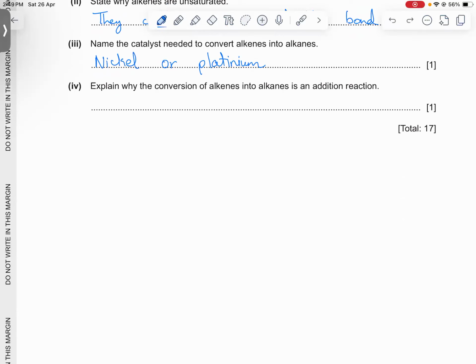Next, explain why the conversion of alkenes into alkanes is an addition reaction. Because only one product forms. Any reaction is an addition reaction when only one product forms. Any organic reaction. It should be from organic chemistry, right? Only one product is formed. Suddenly you might say, sir, copper oxide and carbon dioxide, when they react at very high temperature and pressure, they produce copper carbonate CuCO3. So that should be addition as well because only one product. No, it's not an organic reaction. Okay.